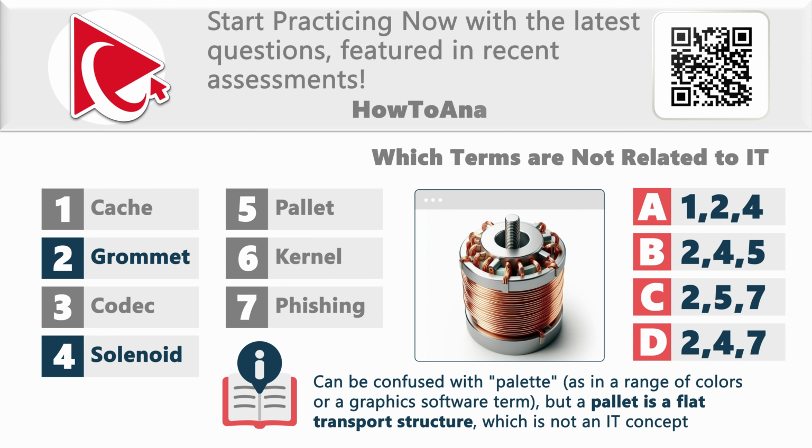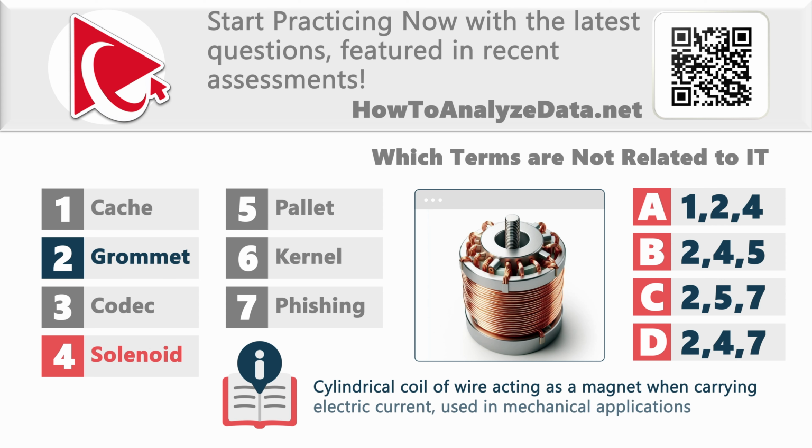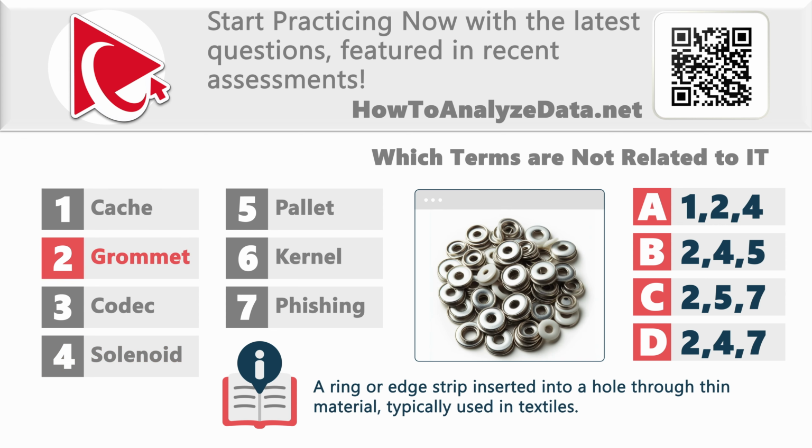What's interesting is that solenoid is also not an IT concept. It's a cylindrical coil of wire acting as a magnet when carrying electrical current used in mechanical applications. And grommet is a ring or edge strip inserted into the hole through thin material, typically used in textiles. So, as you figured, grommet also has nothing to do with information technology.